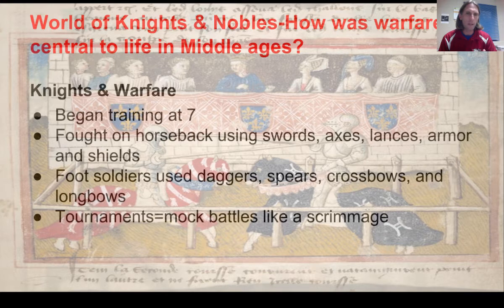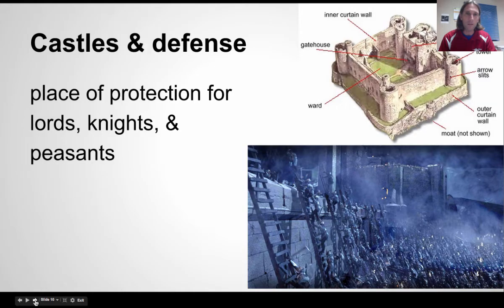And that's why they needed land to be able to do this. And there would be tournaments where they would have mock battles, and it was quite a bit like a scrimmage where they get to practice their skills and show off their skills.